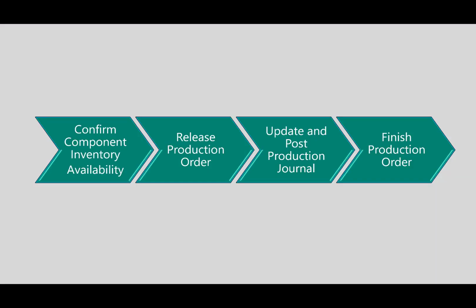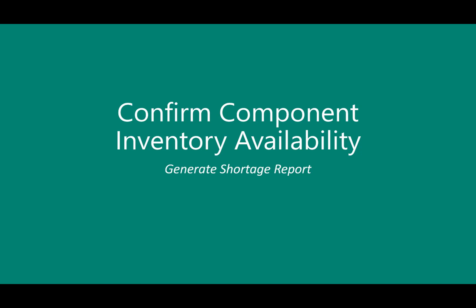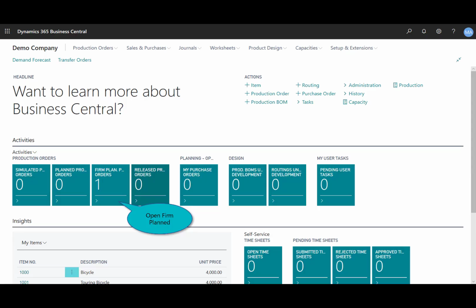Let's go ahead and confirm the component inventory availability. Basically, the output will be to generate a shortage report, right? So before releasing the firm planned production order to the shop floor, it's usually commonplace or good practice to verify that all of the items used by the production order are available in inventory.